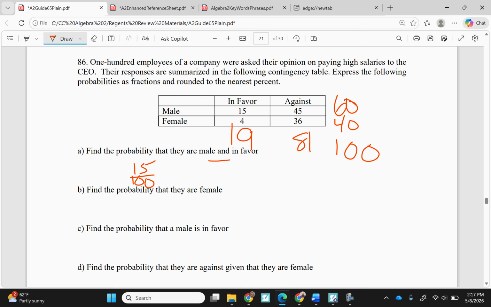Probability female, well, that's one thing. So one thing, my denominator is my total, and my numerator is the total female, which in this case is 40.